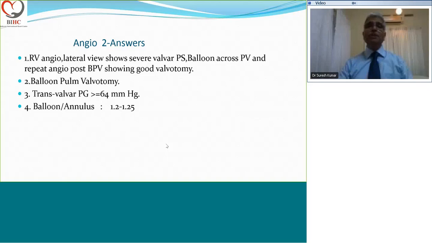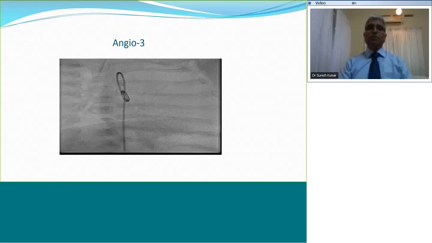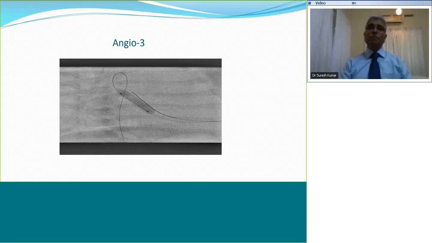I'm moving to the third one. Here again, you must describe the findings. Indication for the procedure in a neonate. How do you choose the balloon size in this procedure and how do you define the outcome? See this angiogram. The procedure is obviously in the neonate. So tell me what is the procedure? How do you evaluate that procedure?